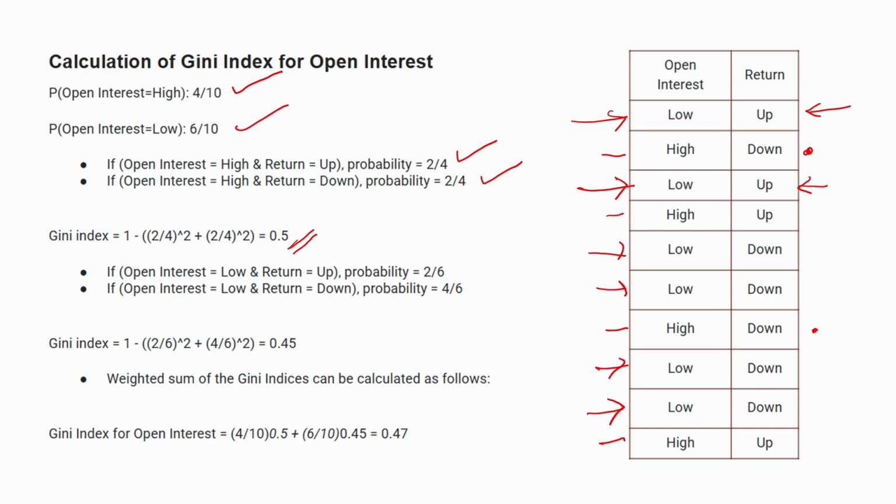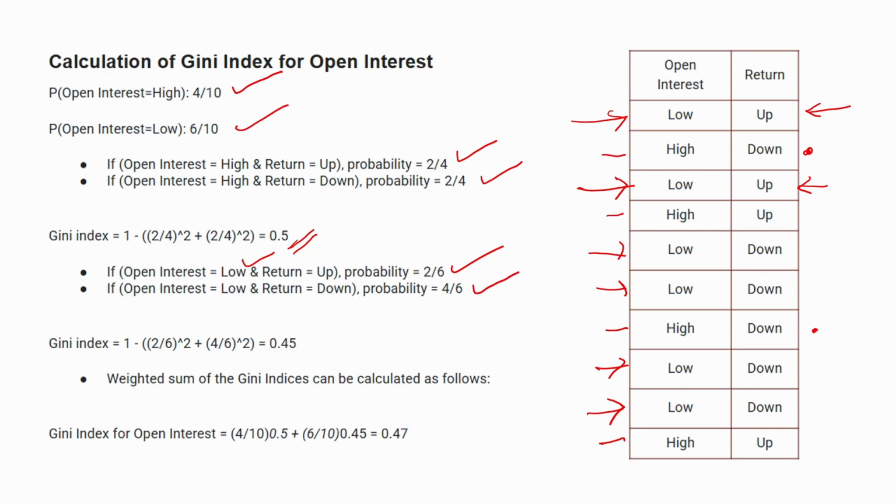So open interest low and return up, you got it as total 6 entries. So it is 2 divided by 6. So open interest low, we have 6 entries there. So the denominator will be 6, and out of that how many are down? We have 4.